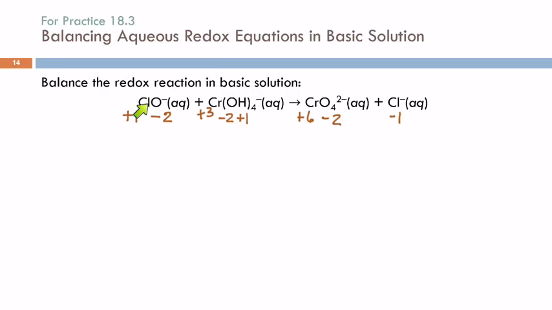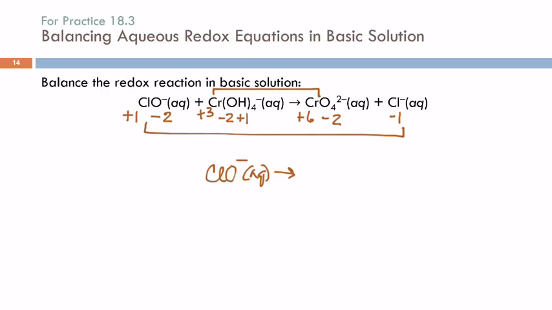So this one has chlorine in it, and that one has chlorine in it. So these guys are related. What's happening to the chlorine? Oxidized or reduced? It's being reduced. It's going from +1 to -1, so it's getting lower. And the chromium's going from +3 to +6, so that's being oxidized. So I've got hypochlorite going to chloride, and then I've got this complex ion here.